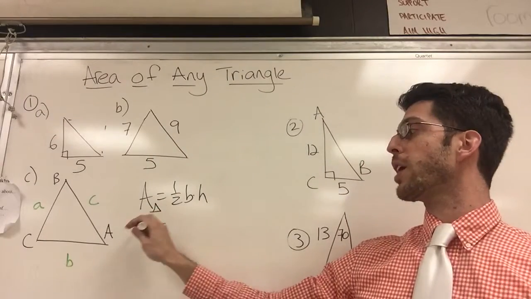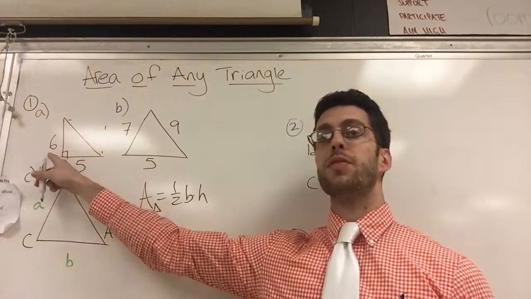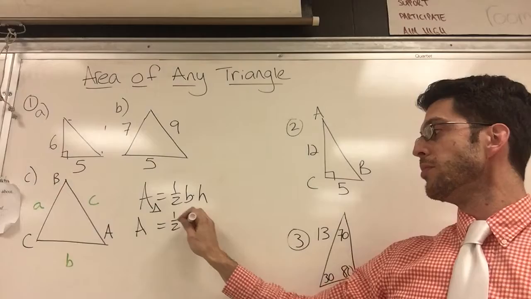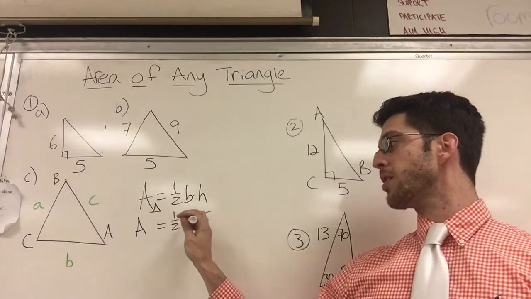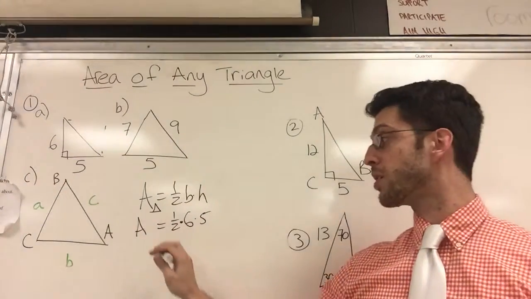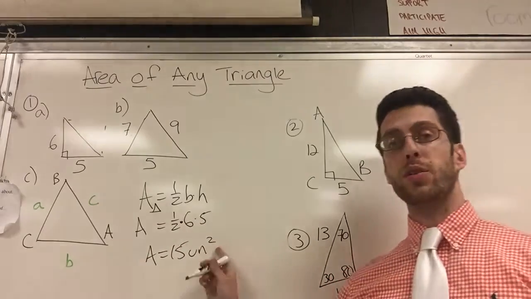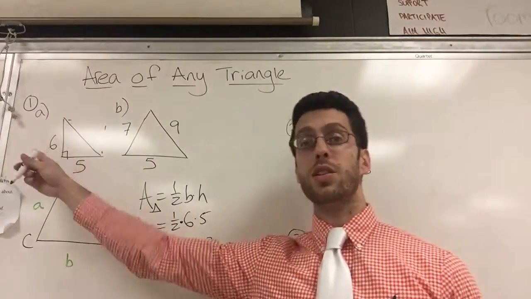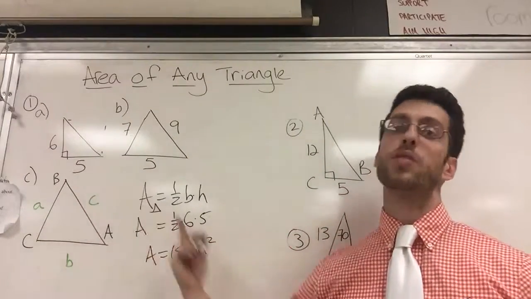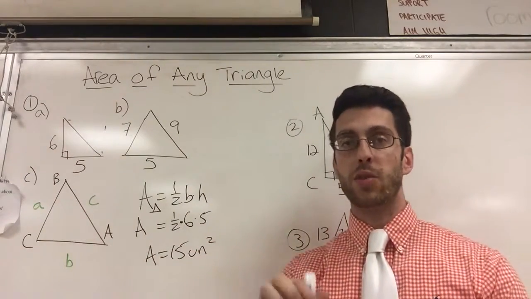So then you just plug in. The area here would be 1/2 of 6 times 5. And 1/2 of 6 is 3. 3 times 5 is 15. So your area is 15, whatever the units are, squared, square units. If I would have said inches and inches, this would have been inches squared. Centimeter, centimeter, centimeter squared. All right, that's easy, that's review.